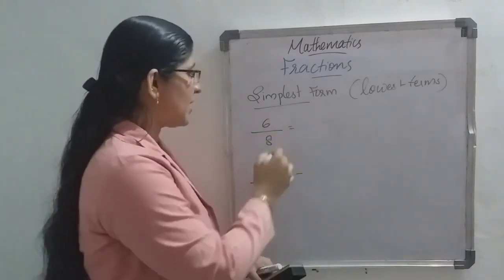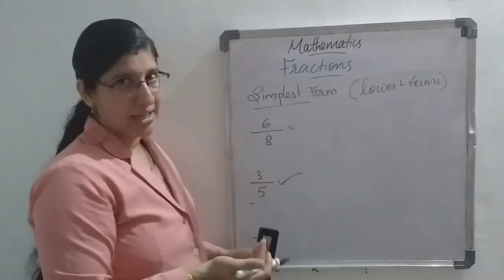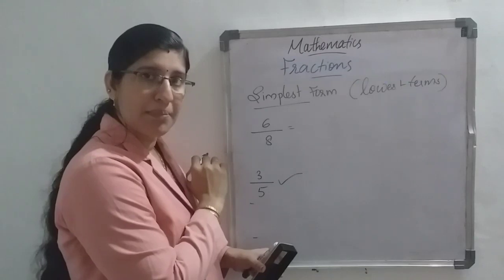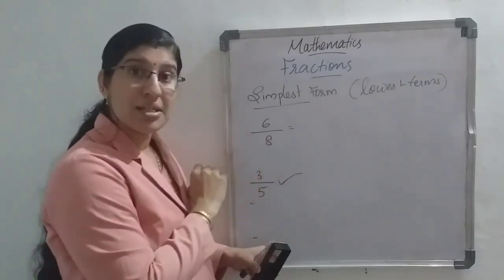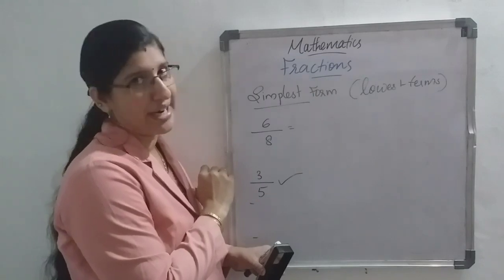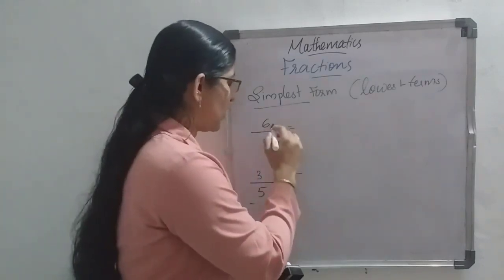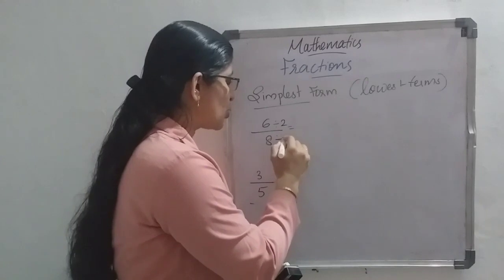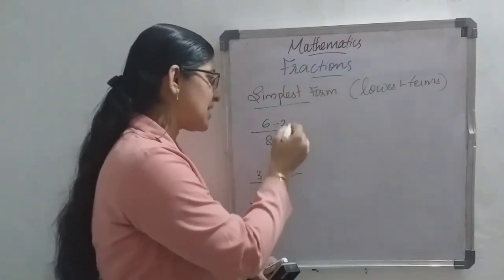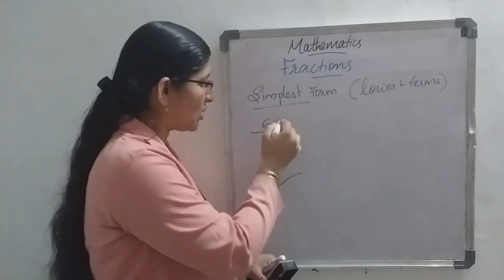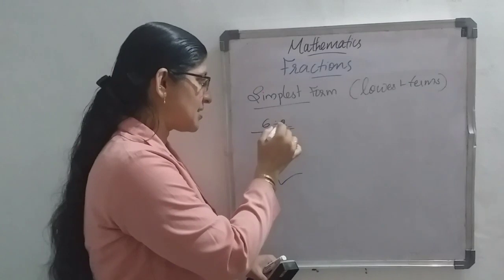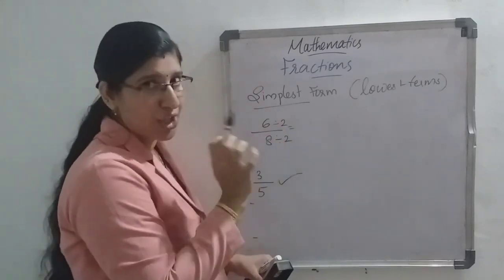But 6 by 8, we can divide again. How will you divide? Look at the 6. 6 is an even number. Look at 8. 8 is also an even number. So even numbers we can easily divide by 2. So 6 by 8 we can divide by 2. Like the equivalent fractions, here also we need to divide both numbers by the same number. We can't divide 6 by 2 and 8 by 4. No, we can't do it like that.